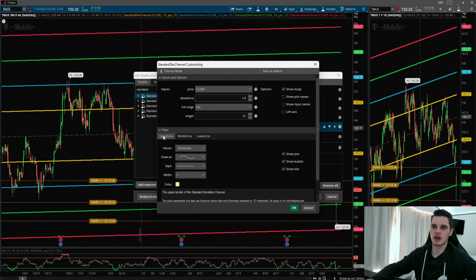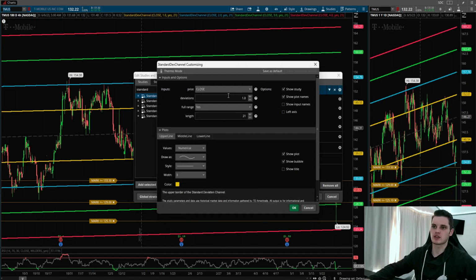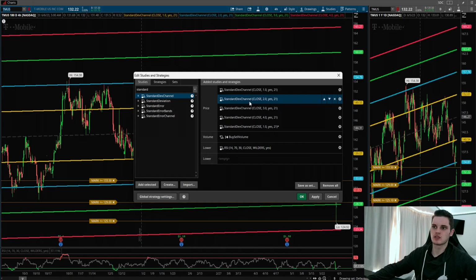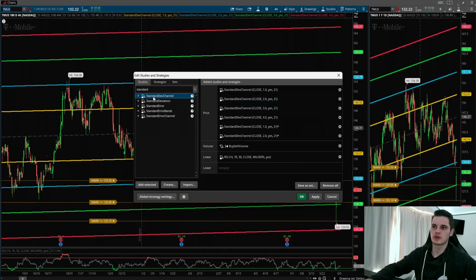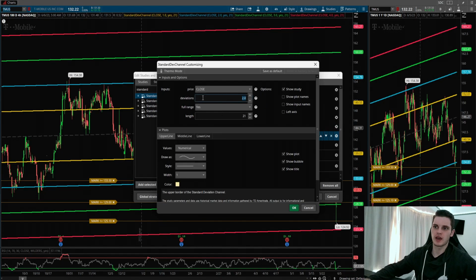You can change the upper and lower line, so this would be golden in my case. That would be our first deviation, and you can see that matches what we already have. Then you need to add 2 more of these. The second one you put as 2 deviations, which will be that by default.